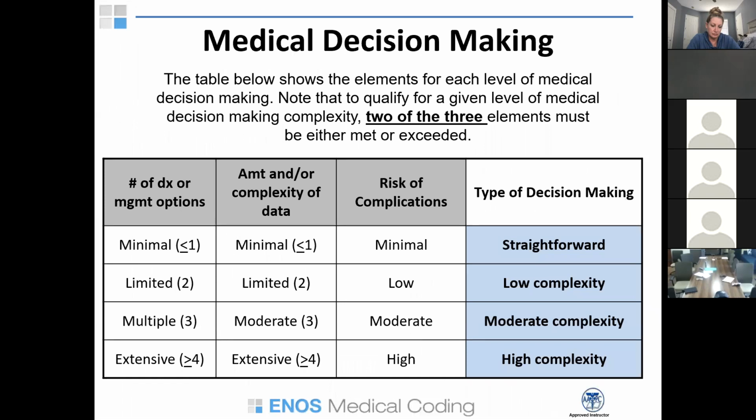And there are 3 elements here for the medical decision making, and to qualify for a level of MDM, you choose the row across that has 2 of the 3 elements met or exceeded. So straightforward, 99212, low 13, moderate 14, and high is 15. The same for the new patient categories, 99202 to 99205.